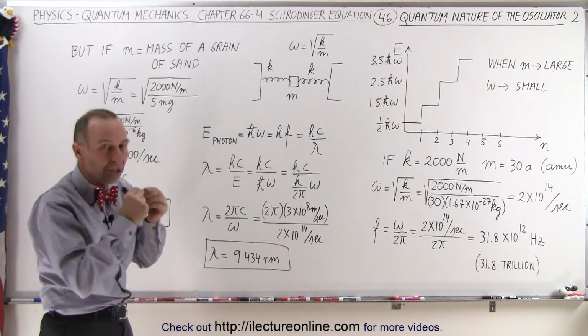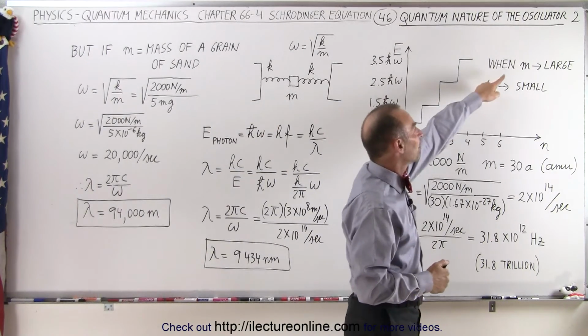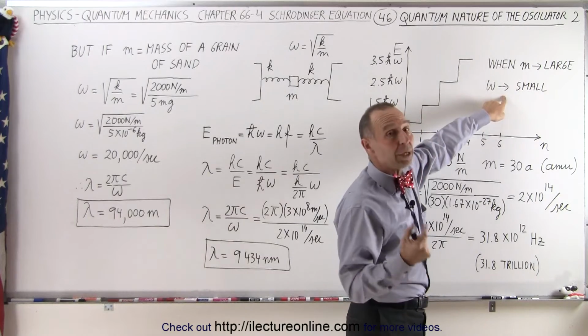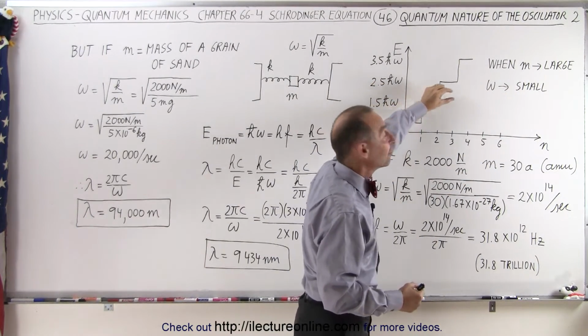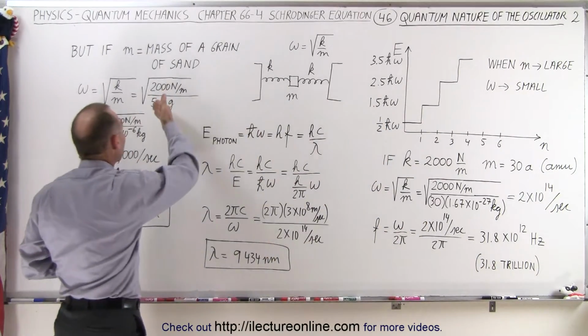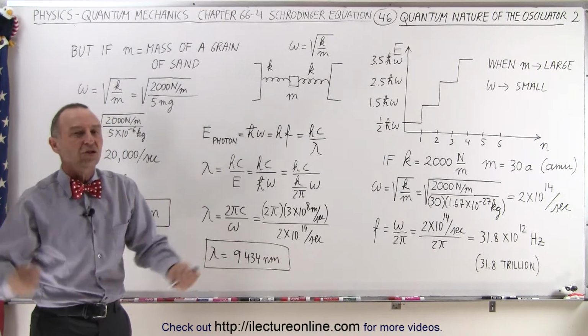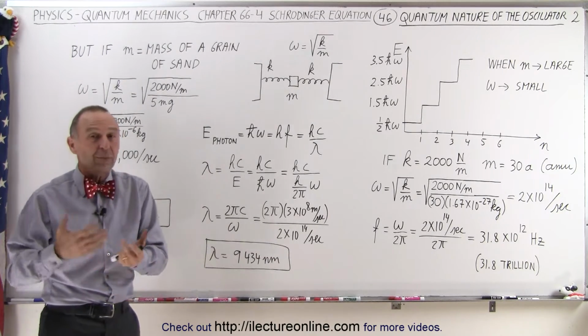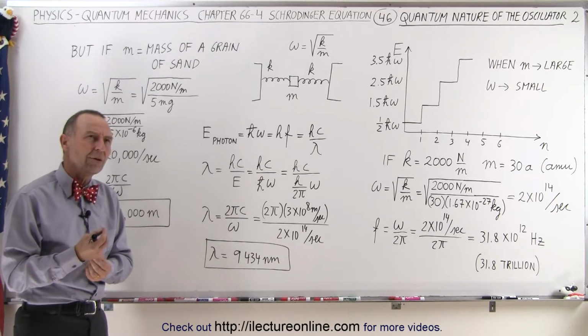But what if the mass in the oscillator becomes larger? We already realize that if the mass becomes larger, omega becomes smaller. And if omega becomes smaller, the energy difference between the states becomes smaller as well. So what if we took a grain of sand, for example, that has a mass of 5 milligrams? Now, of course, grains of sand come in all sizes and shapes, but the typical size is about 5 milligrams. That means you need about 200 grains of sand for a gram.